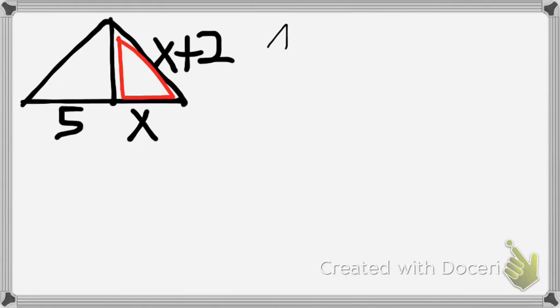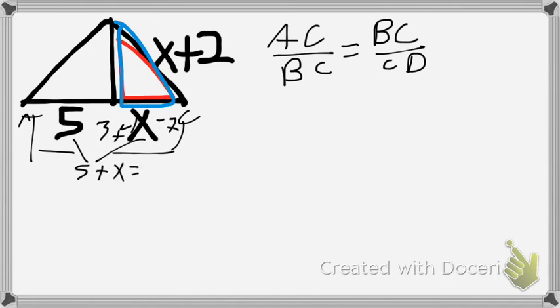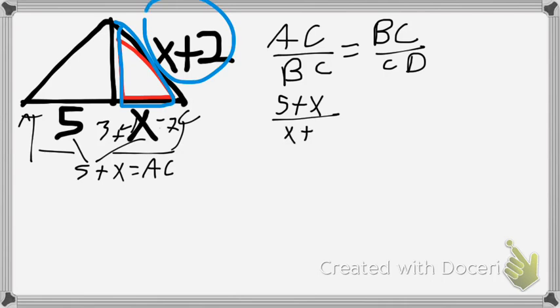Okay, so again, this is a blue problem, and I apologize for the confusion. So we're going to go AC over BC equals BC over CD. So when we add up again, we know that AC is going to be 5 plus x. So we go 5 plus x over BC. That's this right here. Remember, the leg is the geometric mean. x plus 2 equals x plus 2 over x.